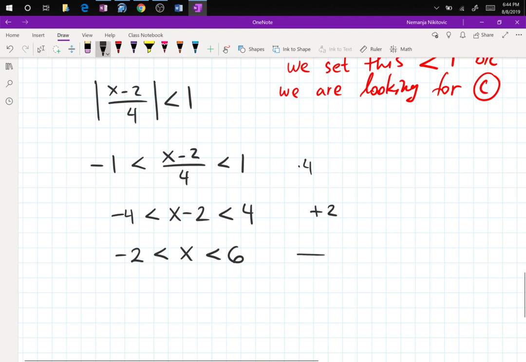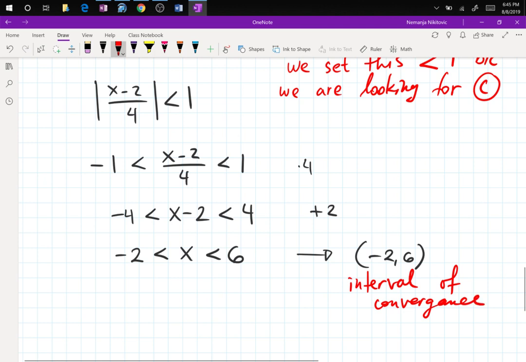This puppy over here, which is negative 2 to 6, is known as the interval of convergence. Any number you pick from here as your x will make your power series become a convergent geometric series. Any value you pick will work. Any value outside of this range would make it a divergent geometric series.